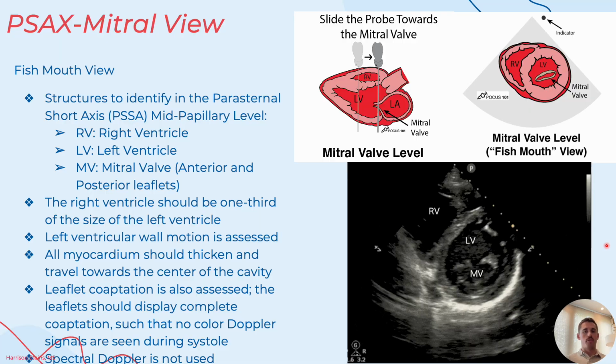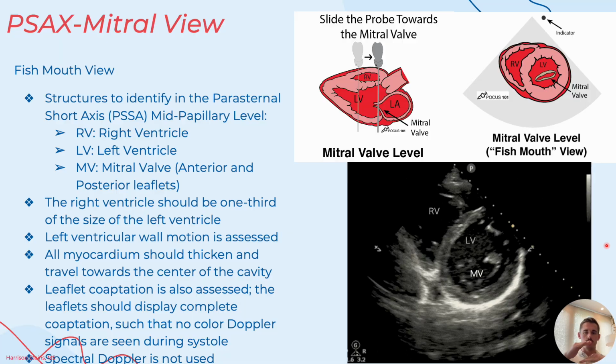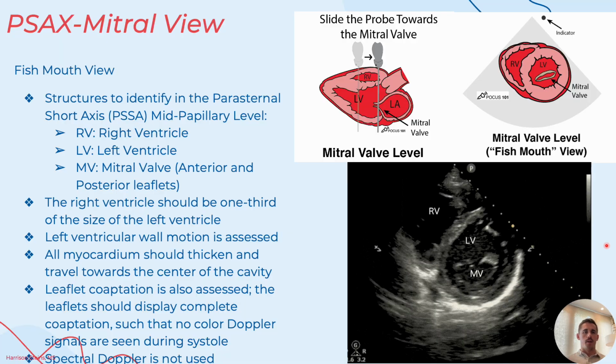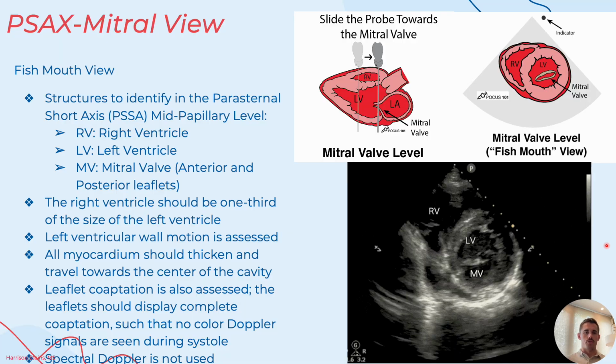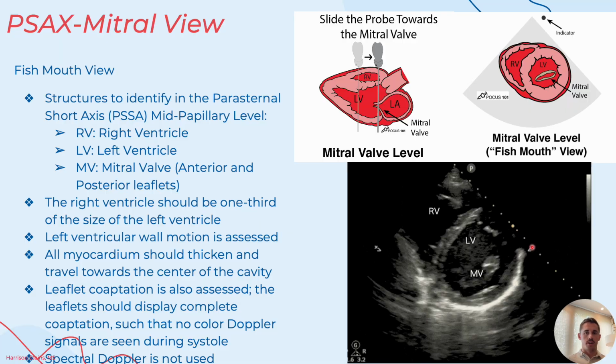Moving on to the mitral valve view. This is colloquially called the fish mouth view because you see a fish mouth opening and closing. We're looking to identify the right ventricle, left ventricle, anterior and posterior leaflets of that mitral valve, right here.